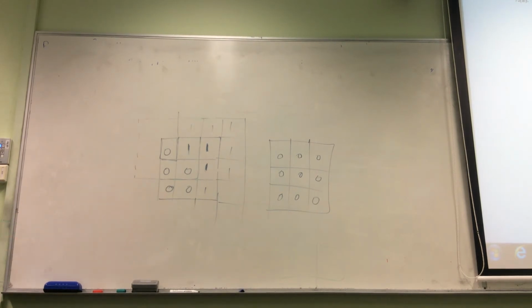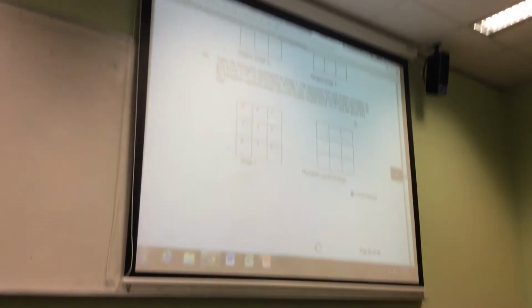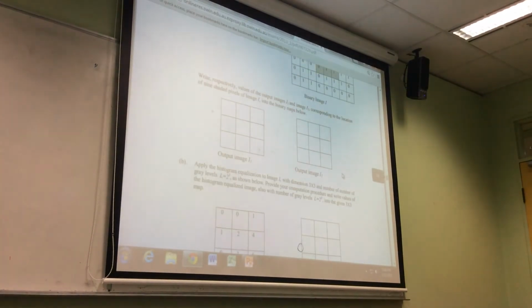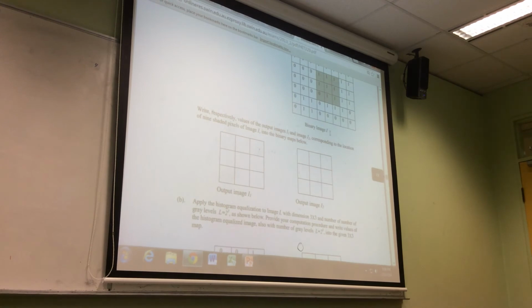Easy stuff. What about part B? Histogram? Yeah, let's do part B, histogram, 8 marks.